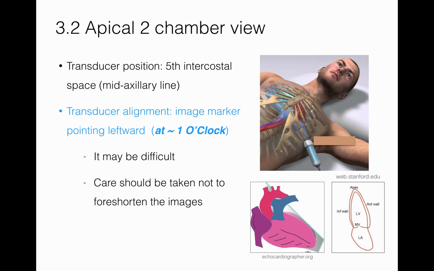At times, the apical two-chamber view may be challenging because the footprint of the probe may not fit easily into a rib space. Asking a patient to inhale or exhale may help to improve image quality. And again, care should be taken to try not to foreshorten the image.